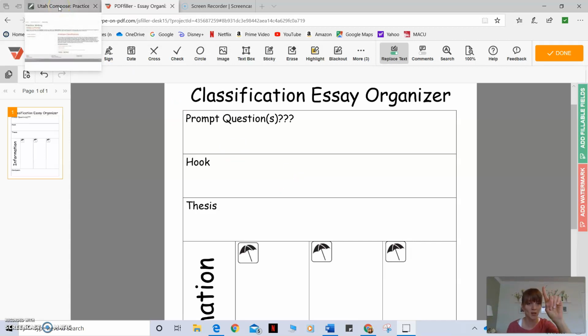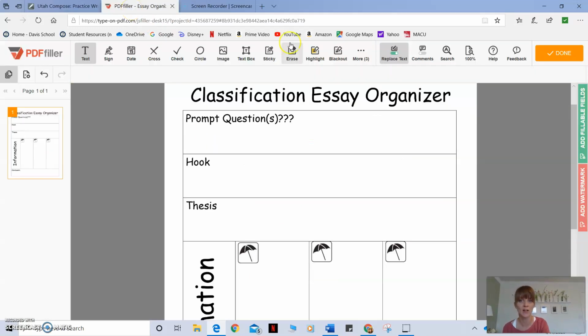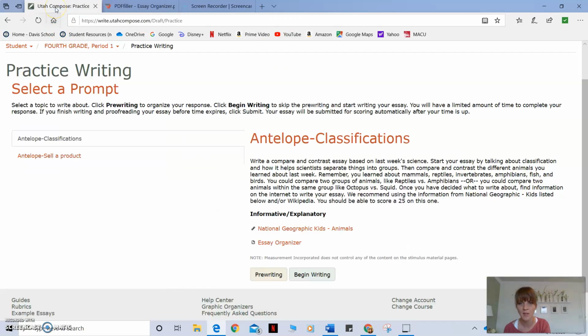Next thing, we're back to Utah Compose. So that was number 1. We got our graphic organizer done. Number 2, we've got to analyze that prompt and make sure that we are going to write about the correct stuff. So I'm going to come back here to my prompt, and I'm going to start reading right here. We are listening for what this prompt is asking us to do. What is this prompt asking us to do? And then we are going to write down right there in that top section what that prompt is asking us to do. Here we go.